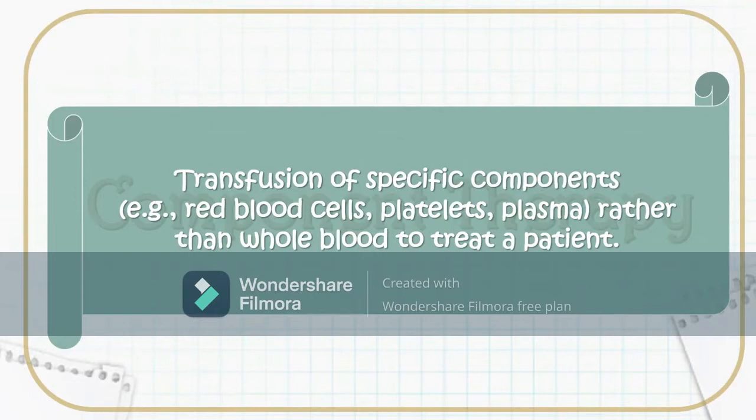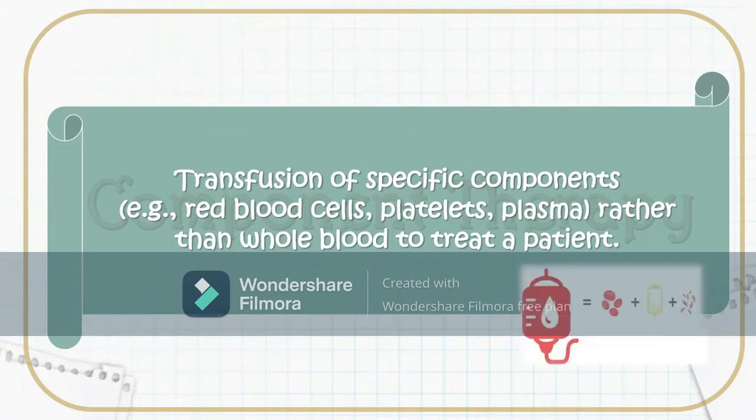Now, of course, aside from its benefit wherein circulatory overload could be avoided, another advantage of using component therapy is that for a single whole blood unit, we could prepare other blood components such as packed red blood cells, platelet concentrates, plasma derivatives, and even granulocyte concentrates.